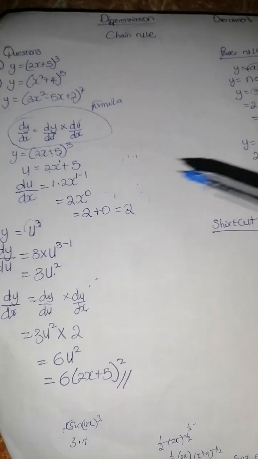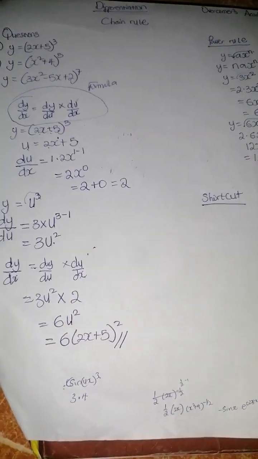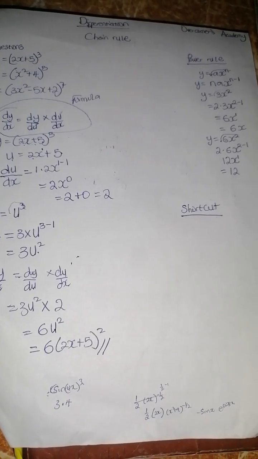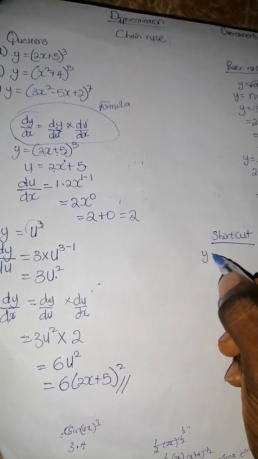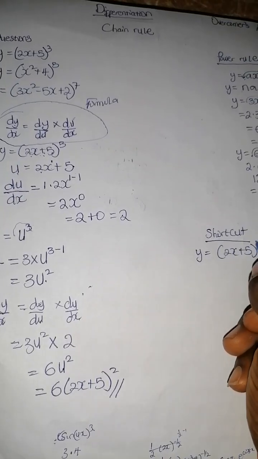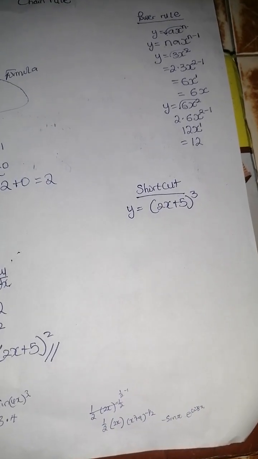Instead of you to go through all these methods in a CBT test exam, it will be so long and you're going to waste a lot of time. So the shortcut is, let me write the question again. y equals 2x plus 5 raised to power 3. The shortcut is very, very easy.